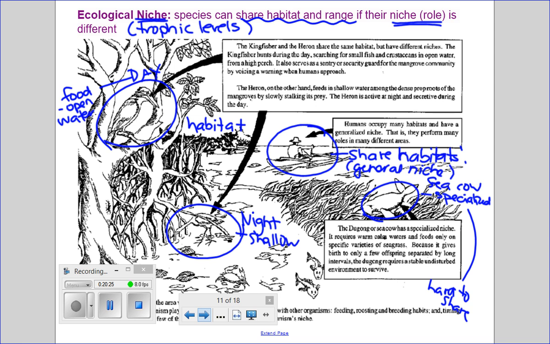So their niche will affect whether or not habitat and range can be shared. Would anyone like to ask any questions about that?